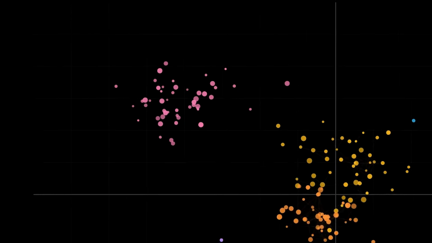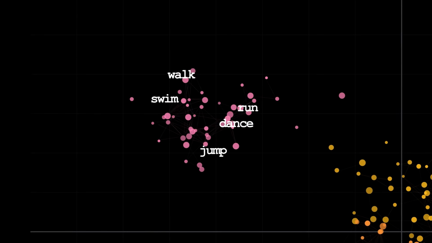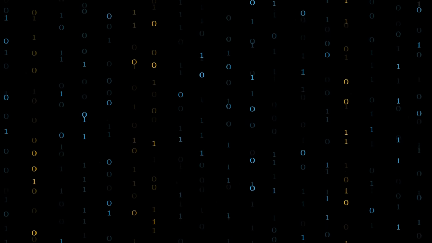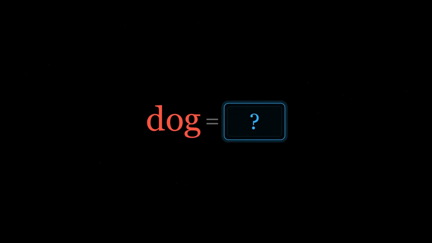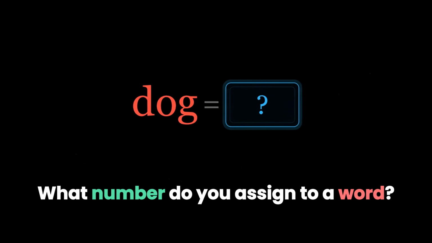To understand why this map matters, you need to understand the problem it solves. Computers work with numbers, only ever numbers, so before a machine can process language, it has to answer one question. What number do you assign to a word?